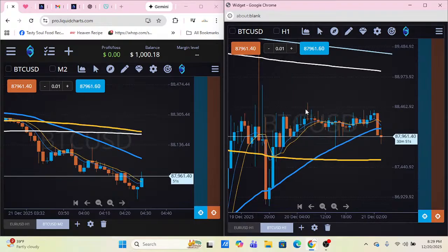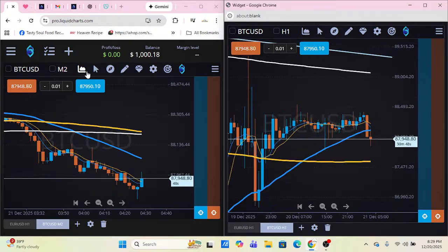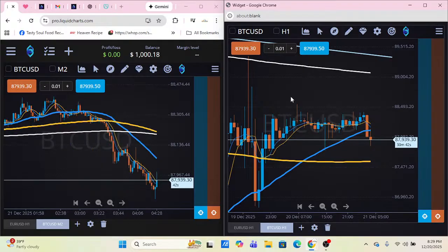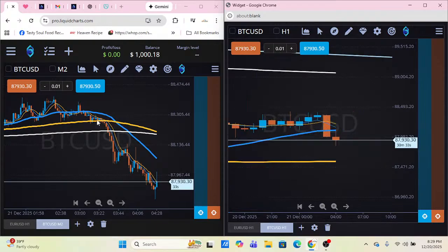On the right side, I got the 1 hour time frame. On the left side, I got the 2 minute time frame. Both of these are Bitcoin. What you're looking at is an algorithm. You see how on the right side, this candlestick and this candlestick, these are our time frames. This is equivalent to what we see on the left side with the 2 minute candlesticks.